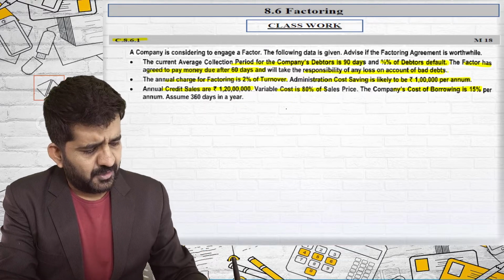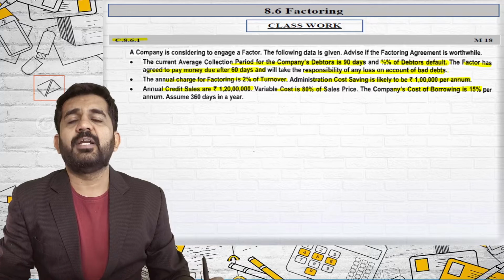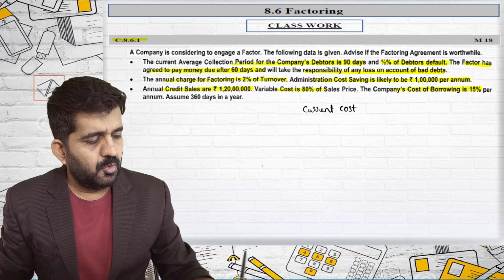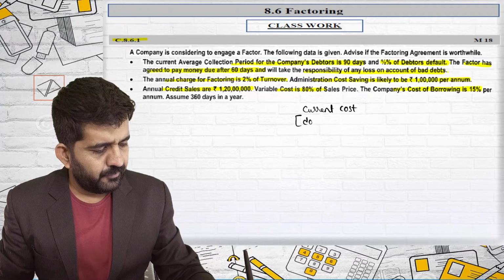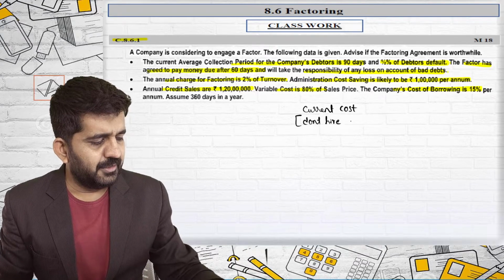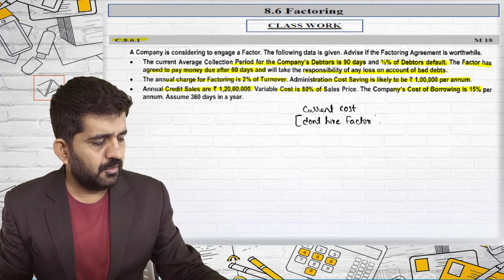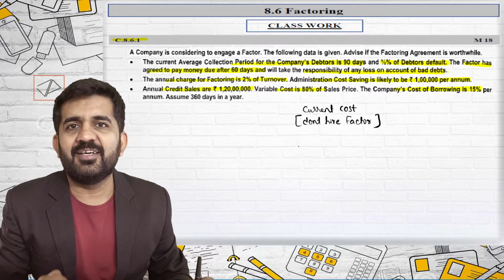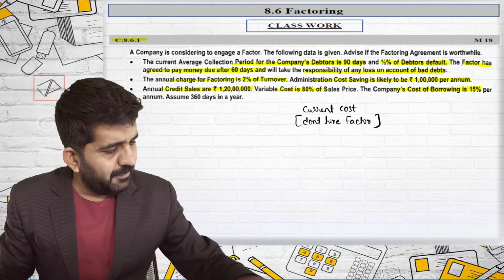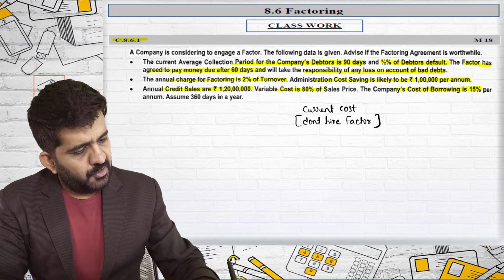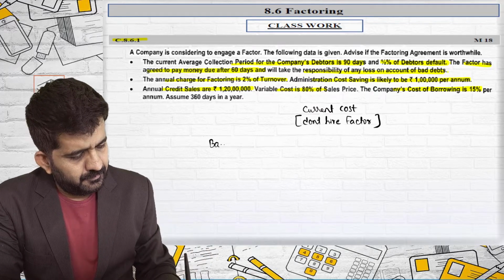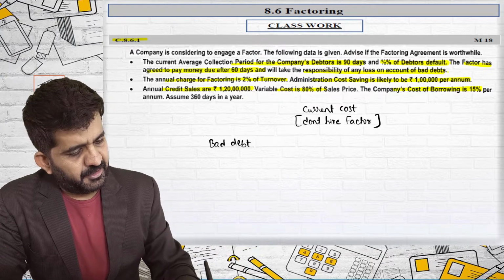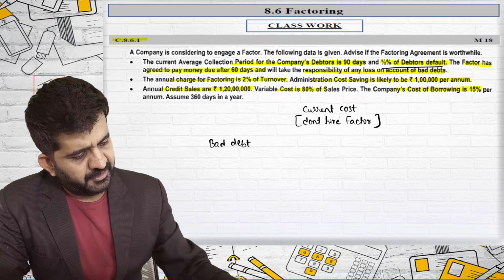So please try to understand what I do. I find out my current cost. What is the current cost? If I don't hire a factor, then the current cost will be incurred. If I don't hire a factor, what will be my cost? First, bad debt. What will the bad debt cost be? Half of the debtors default.